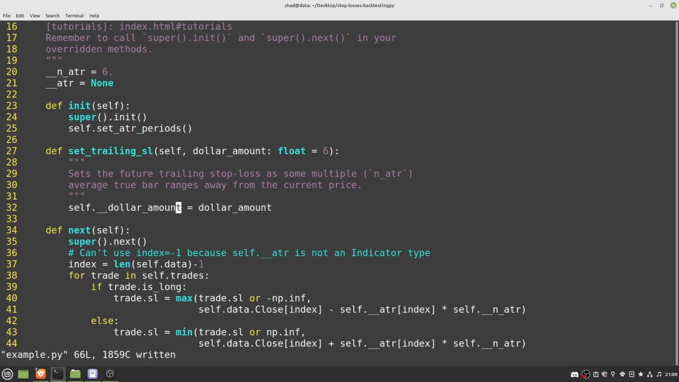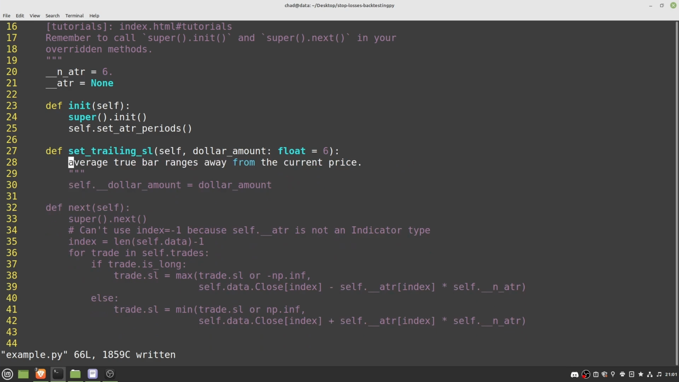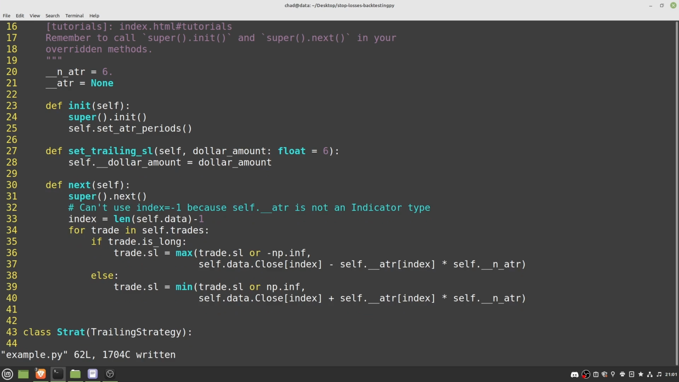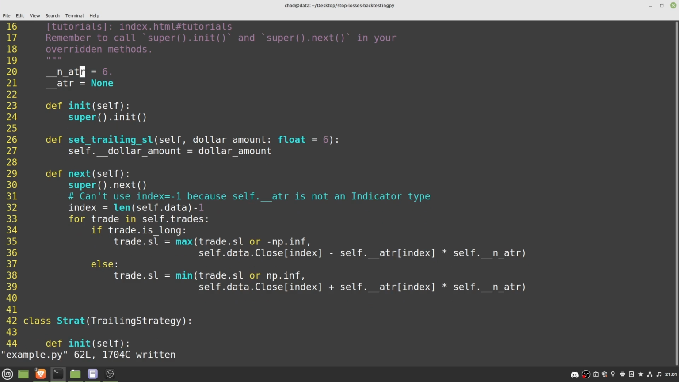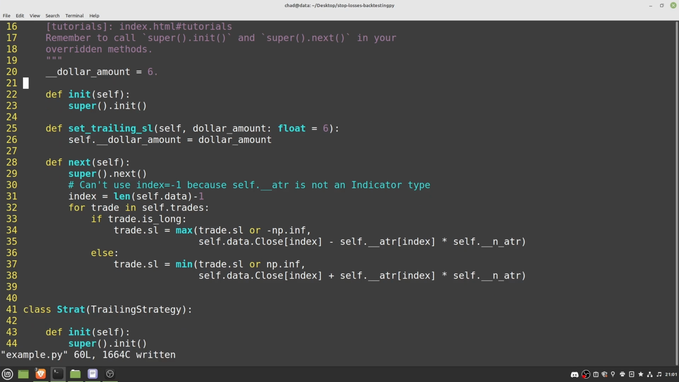So you want it to be kind of like a private variable. It's just a naming convention. Don't worry about it too much. So, okay, we've got this set trailing stop loss function. I'll get rid of this comment because it doesn't actually make sense for the reason that we're using it. We don't need that function anymore. We can change this here to be dollar amount, and we get rid of that. So we'll set the dollar amount to be, say, 20 by default.